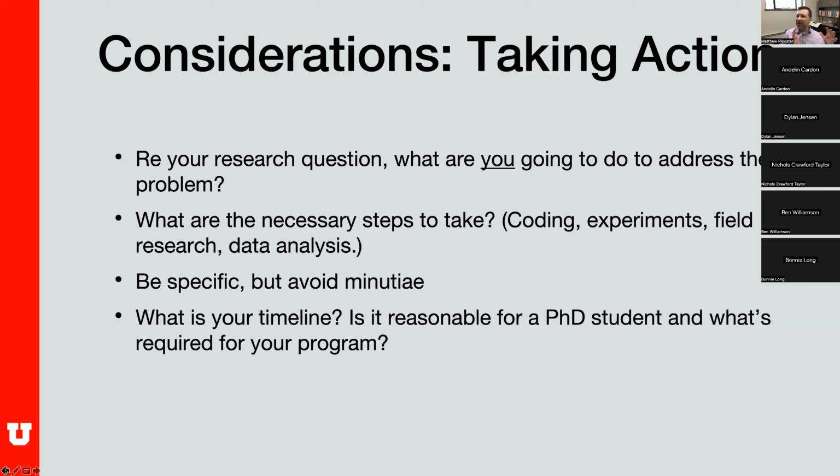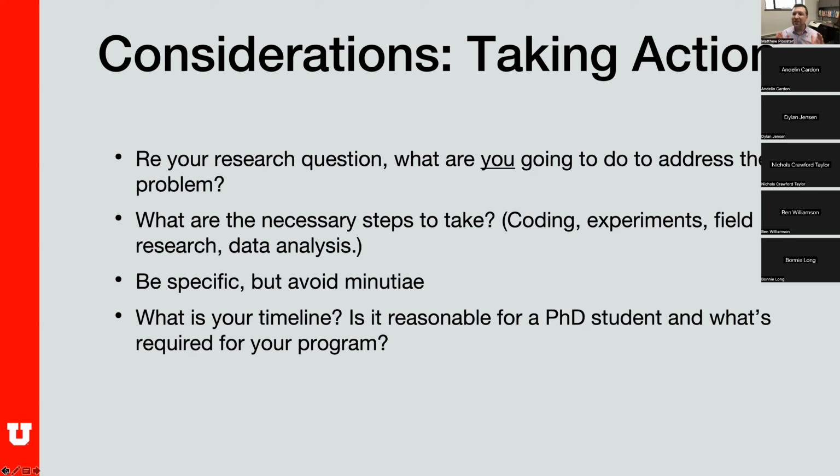You want to be specific in your research plan and how you're going to take action, but you want to avoid the minutia there. Sometimes we have students who will write their research plan and say, I will go into the lab, I will take these precautions like putting lab glasses on when I go into my chem lab. Okay, that's going to be assumed here, that you take those sorts of basic everyday precautions. That's just simply part of everyday lab safety. What is your timeline? You have to have a timeline. You have to think ahead with this. Is it reasonable for a PhD student to complete this, and what's required for your program?